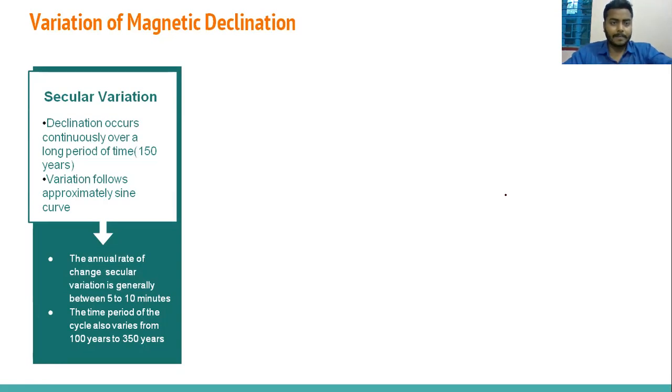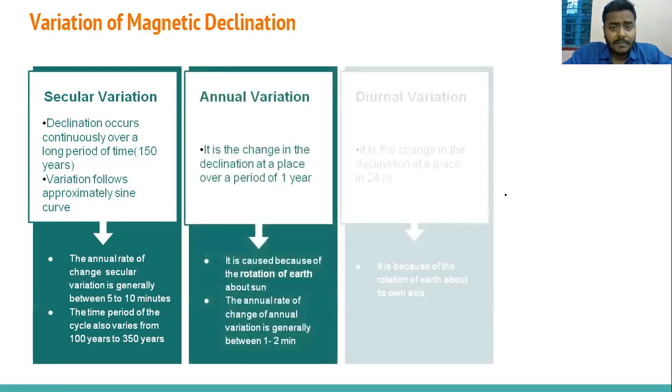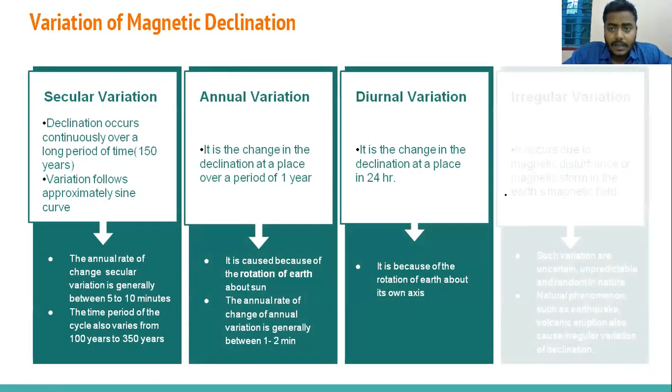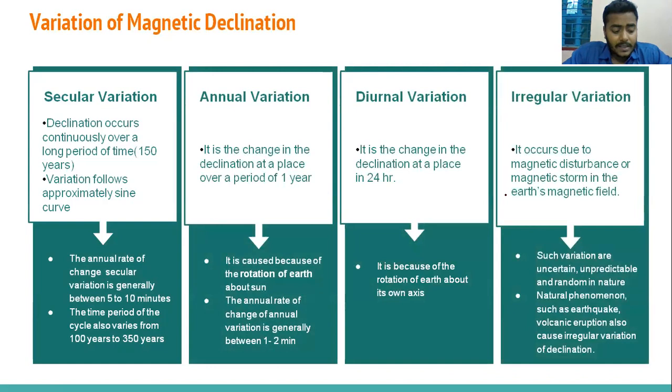Magnetic meridian, right? So there are 4 types of variation you can call: secular variation, annual variation, diurnal variation, and the fourth one, irregular variation. Secular variation is very constant, continuous over a very long period of time, like 150 years, and again 150 years. So the cycle you will get is around 300 years or more.